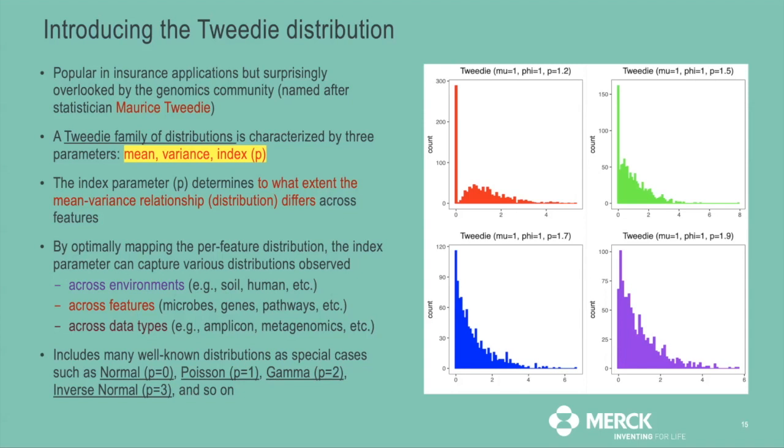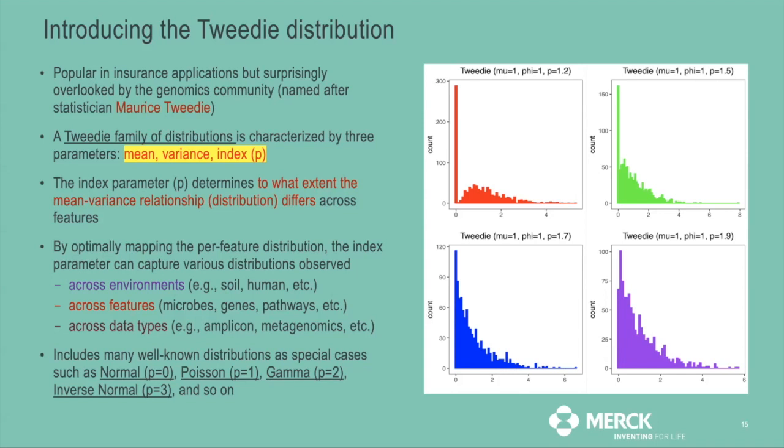This index parameter is not just an extra parameter, it's also doing a lot of work to make this distribution flexible. The index parameter determines the mean and variance relationship. In other words, if I simplify further, what is the distribution of a particular feature? Is it more skewed towards the right, or more skewed toward the left? All this is determined by the index parameter P, which is a really cool thing for a distribution to have.